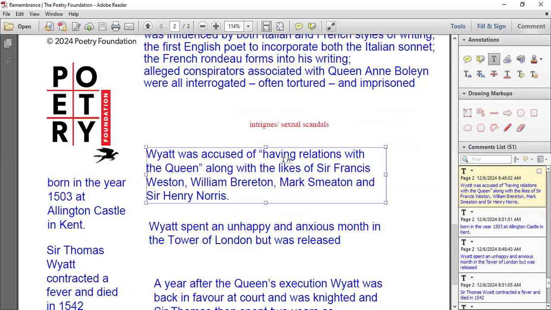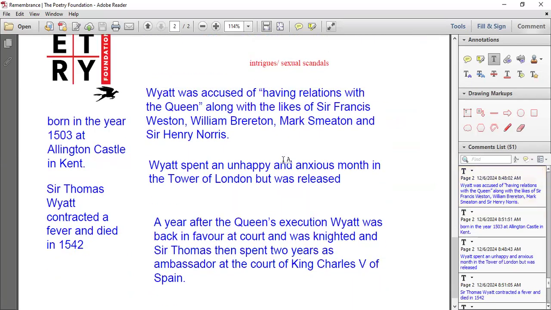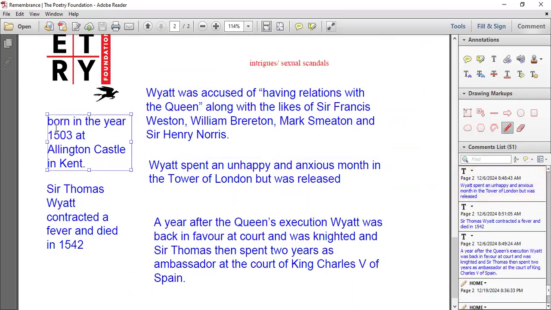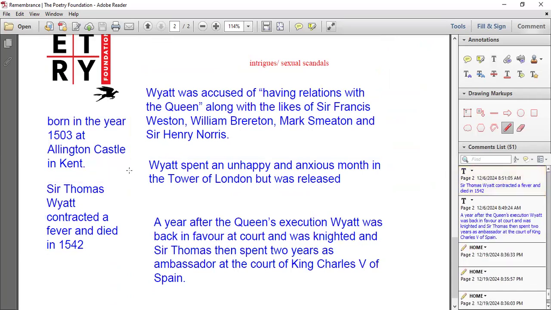Did you understand that, teachers? He was imprisoned on several occasions, and one famous imprisonment was when he was placed in the Tower of London for almost a month, and then because of the position of his family, he was released.